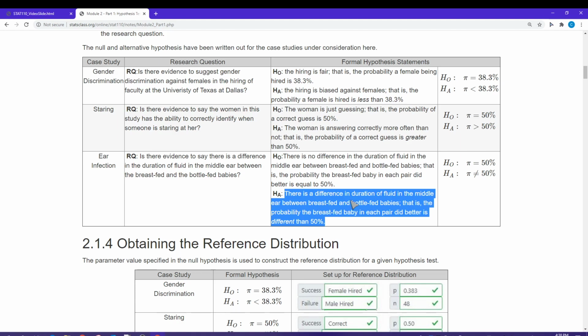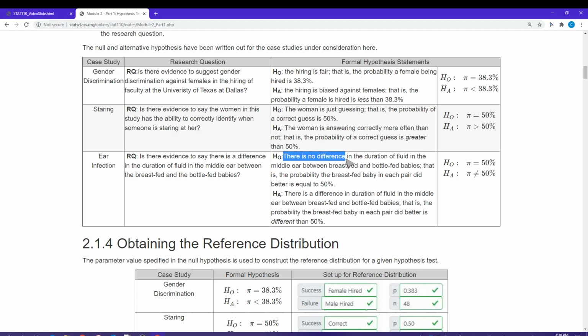So here we're going to have that the parameter value is different than a 50-50 situation. The null hypothesis is going to be the situation of no difference. So the probability of a breastfeeding baby doing better than a bottle-feeding baby is going to be equal to the other. So those two probabilities are going to be equal to 50% here. So we set up that reference distribution under a 50-50 scenario.